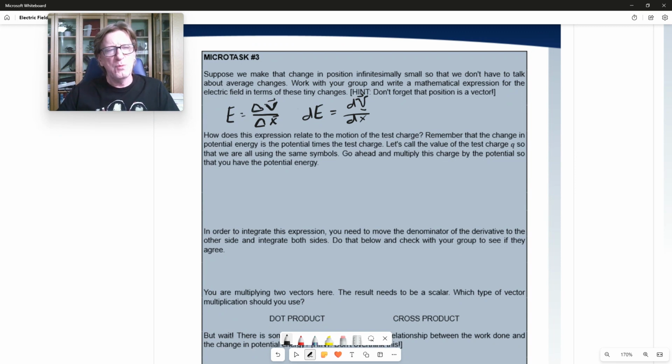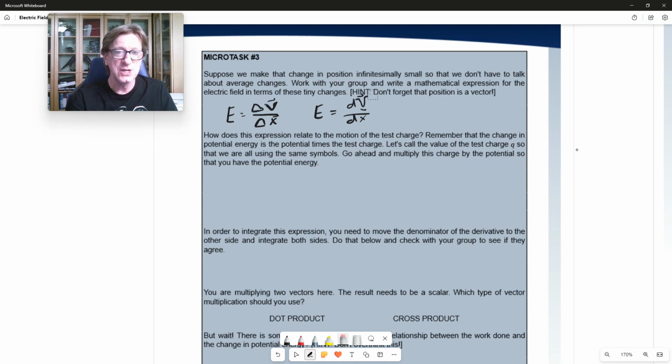Now we want to know how this relates to the motion of the test charge. The change in potential energy is the potential times the test charge, because that's the work that's done. Remember that from the very first part. As always, we're going to call that test charge Q. Let's multiply both sides of this by Q. This would be a small change, but the entire electric field we can write this way. We're legal doing this because I've got E equals delta V over delta X, so E is dV/dx.